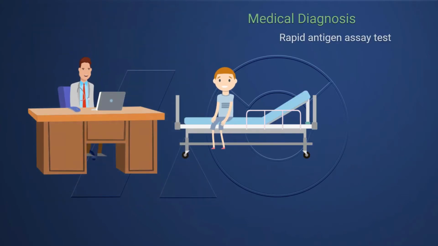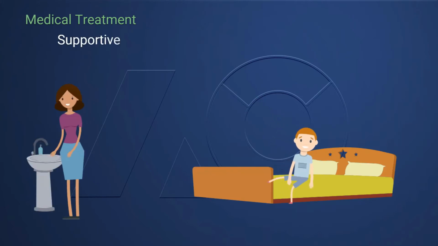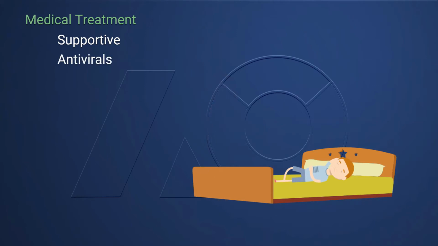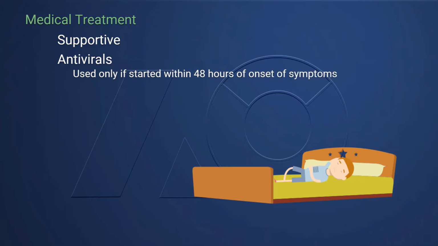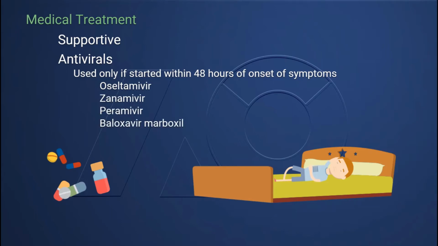Rapid antigen assay test is available for making diagnosis. It can be performed on specimen collected from throat swab, or viral culture can be done. Treatment for flu is supportive and focused on symptom management. After diagnostic test, an antiviral medication can be used if started within 48 hours of the onset of symptoms. There are 4 antivirals for influenza infection approved by FDA. These 4 medications are oseltamivir, zanamivir, peramivir, and baloxavir marboxil.